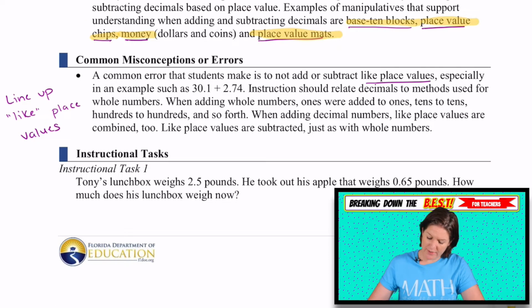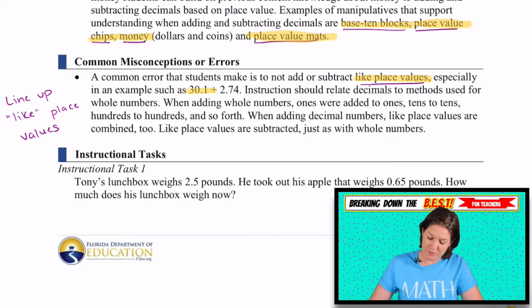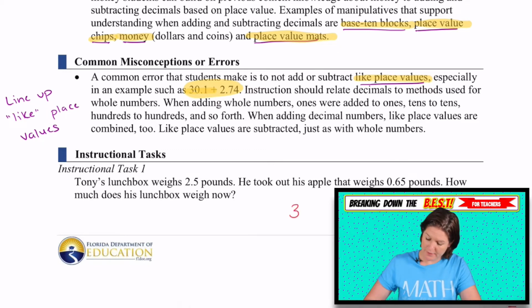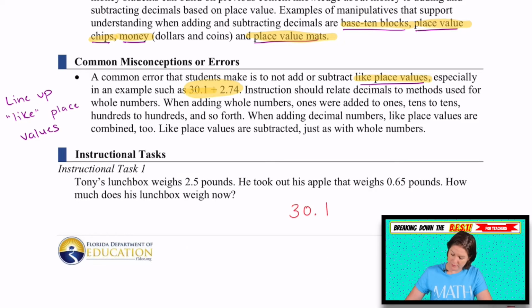Here it says in common misconceptions that students might forget or not understand how to add and subtract like place values when we're using decimals. For instance, they might take this expression down here, because see it doesn't have an equal sign, 30 1/10 plus 2 74 hundredths. Students might not line this up correctly, putting the tenths with the tenths and the hundredths with the hundredths. They might line it up like this, and then just add down.